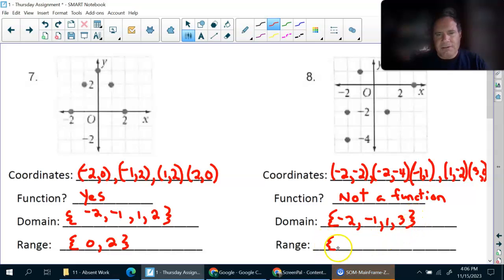The range, the set of all y's, we're going to start with -4 because that is the least, then we're going to go to -2 only once, and then 0, and then 1.